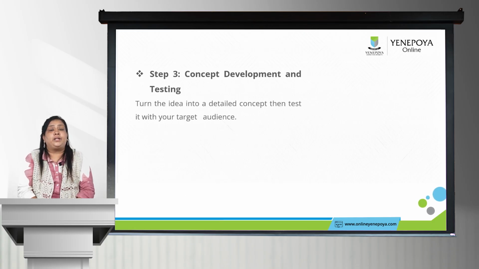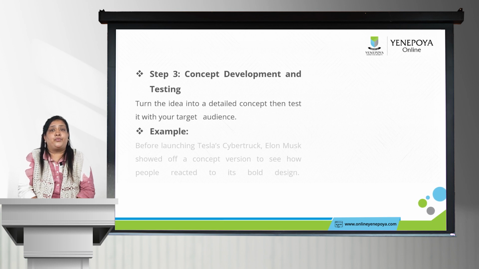Third step is concept development and testing. Turn the idea into a detailed concept, then test it with your target audience. Example, before launching Tesla's Cybertruck, Elon Musk showed off a concept version to see how people reacted to its bold design.